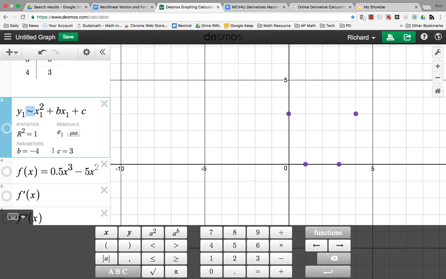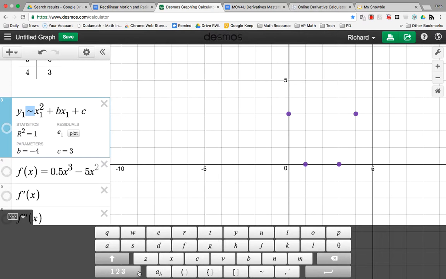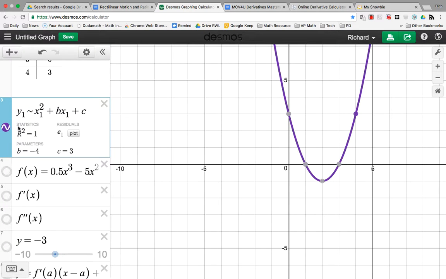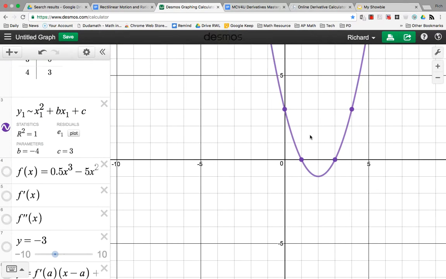To get that regression symbol, you hit the ABC button, and it's this squiggly thing, like an ampersand I think. It means proportional to. So you do that, and it will tell you what the equation is. In this one case, it's x squared minus 4x plus 3 that fits through that curve. Okay, that's the regression equation. So that's the way you do that with Desmos.